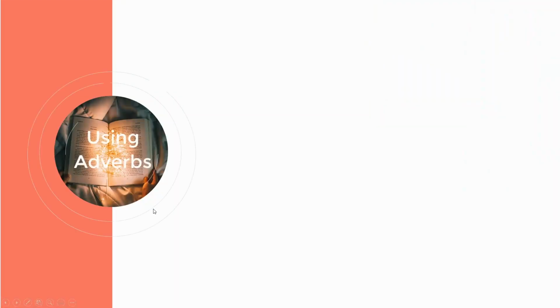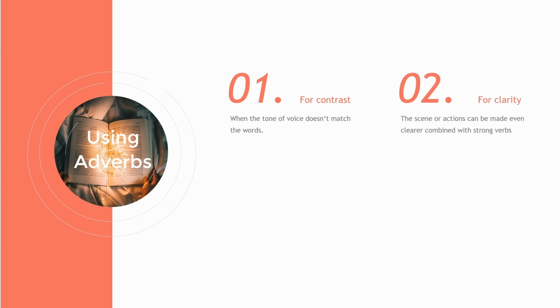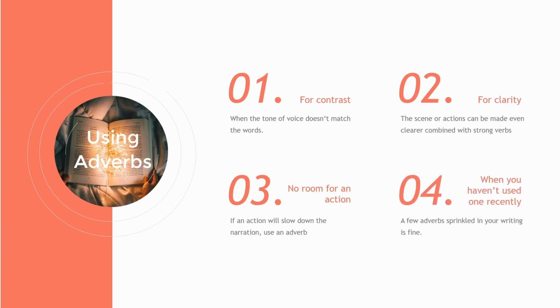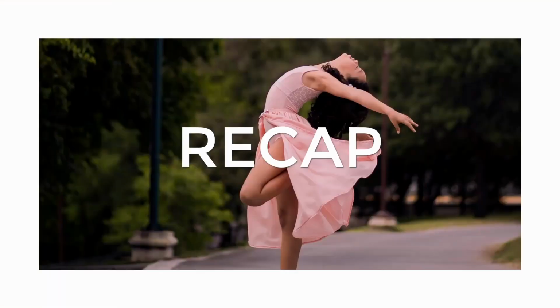But if you do use adverbs, use them for these four reasons. One, for contrast. If the tone of your character's voice doesn't match the words that they're saying, using an adverb makes it more ironic. Two, you can use it for clarity. If scenes or actions can be made even clearer, combined with strong verbs, you can use an adverb. Three, if there's no room for an action, like the example I showed you before, an action would slow down the narration, so I just used an adverb. And four, when you haven't used one recently, you can sprinkle in a few adverbs in your writing. That's totally fine. So let's recap.